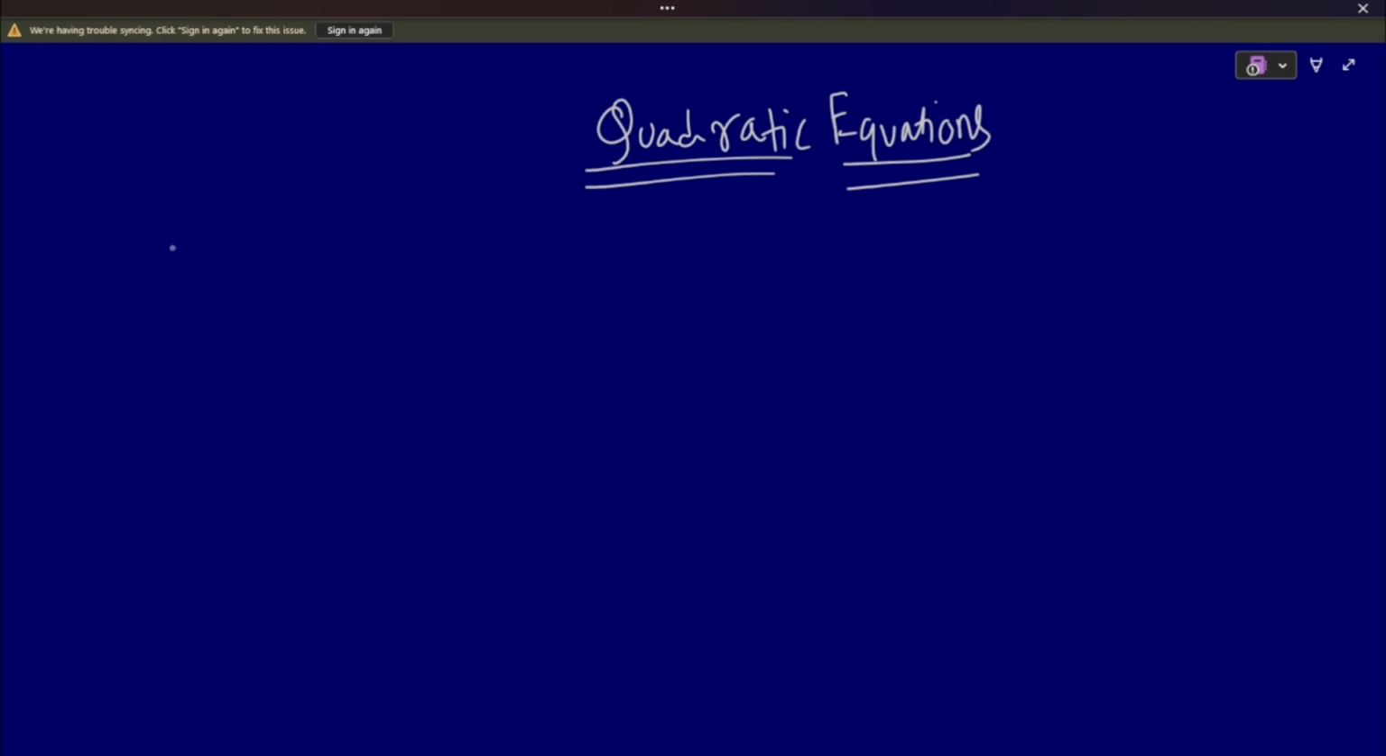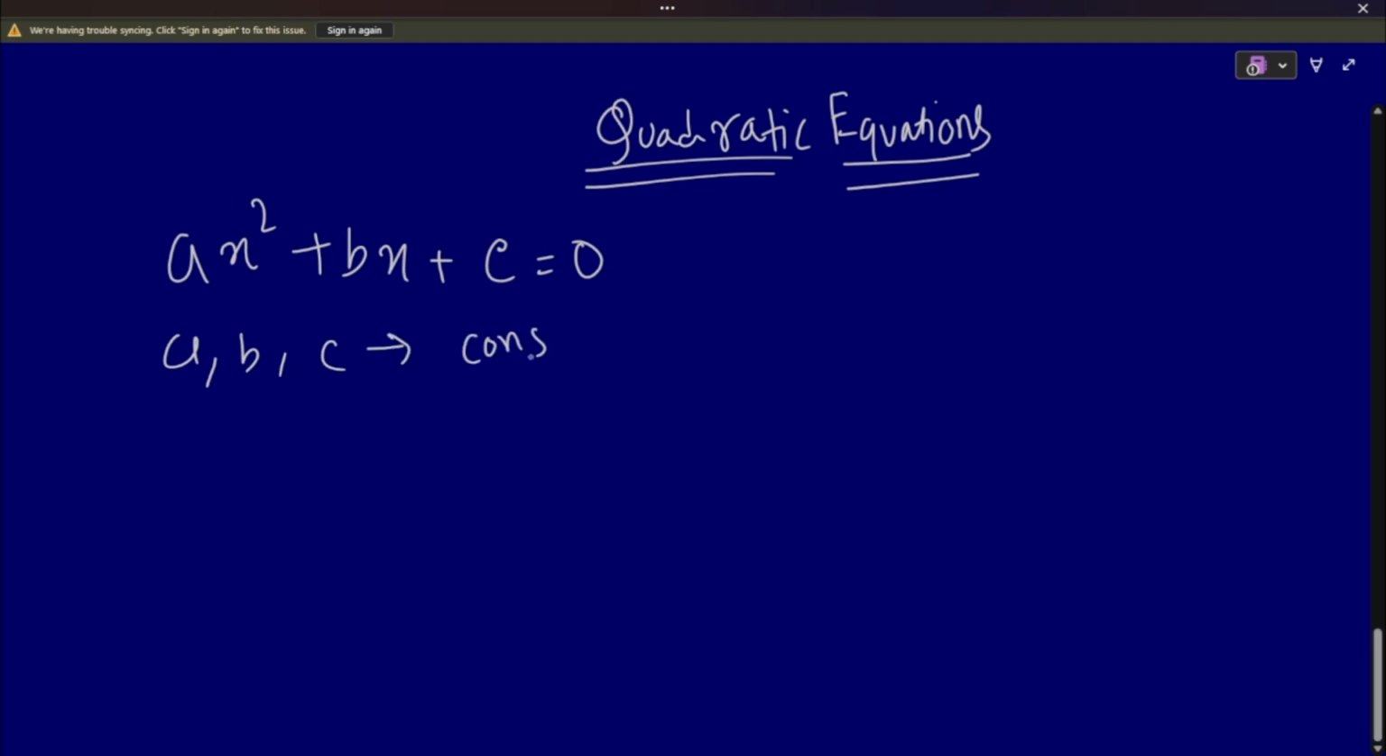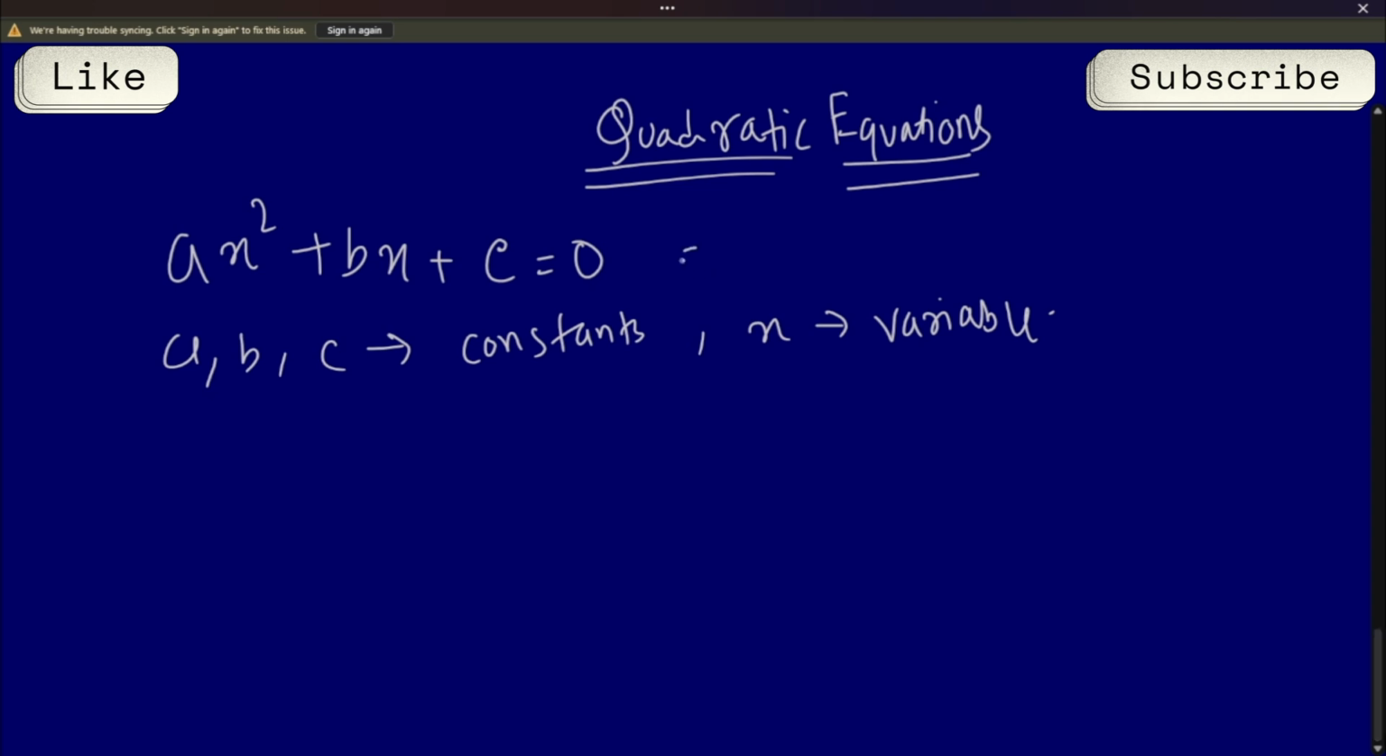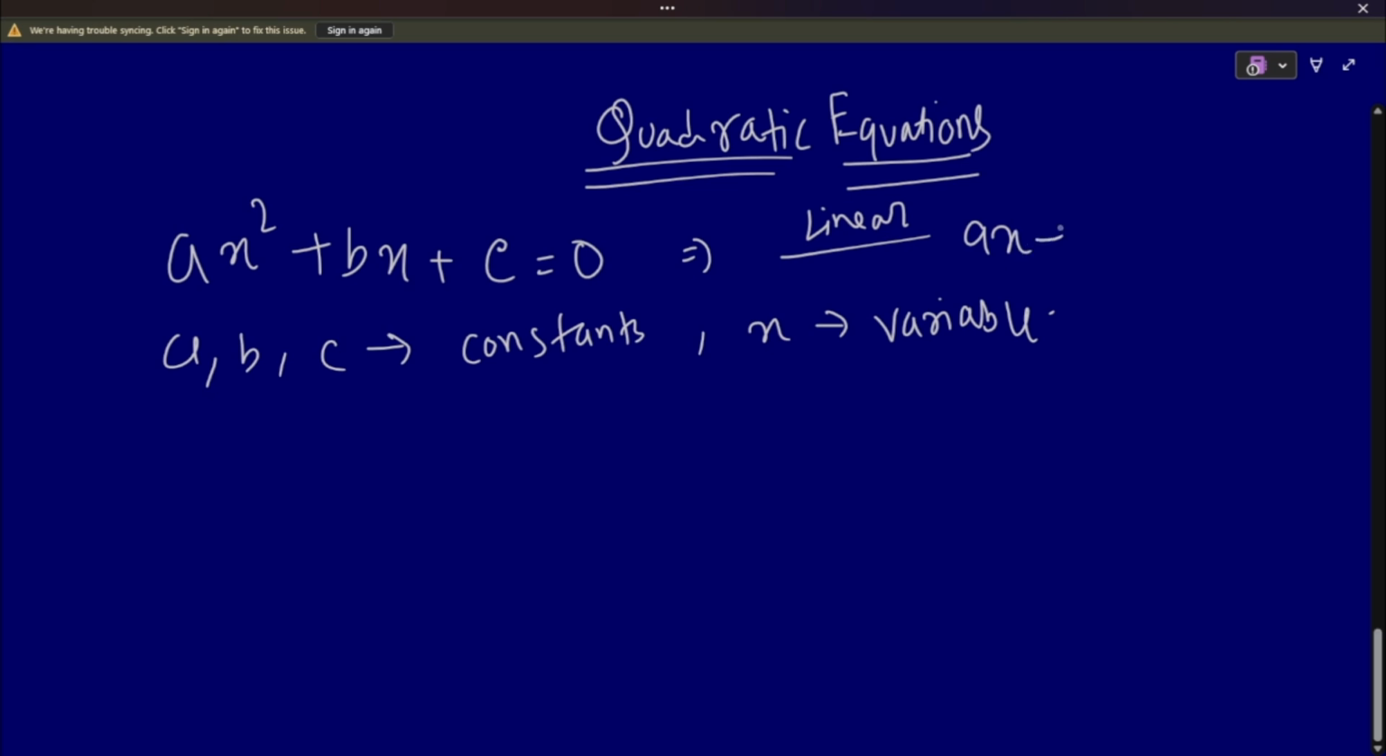So, what is a quadratic equation? If you have something like this, it is called a standard quadratic equation: ax squared plus bx plus c equals 0. Here a, b, c are called constants, which means their values do not change, and x is a variable. You might have seen this kind of thing a lot before. These are called equations where we solve for the value of x, right? The linear version is simply ax plus b equals 0, correct? Which has the solution x equals minus b by a.